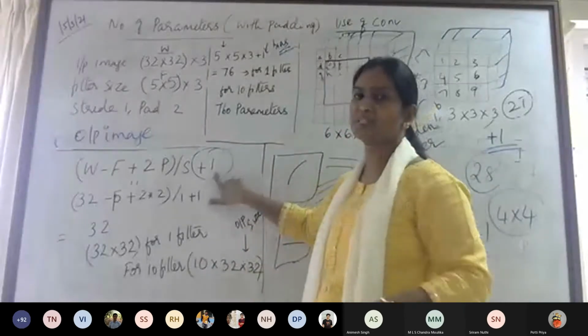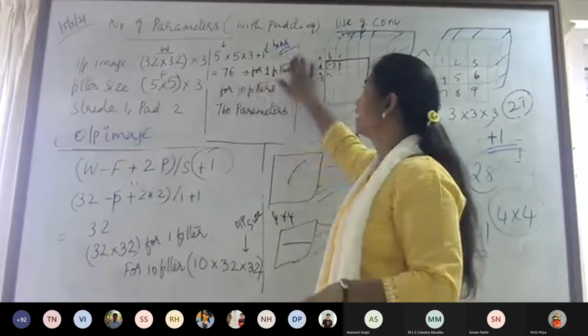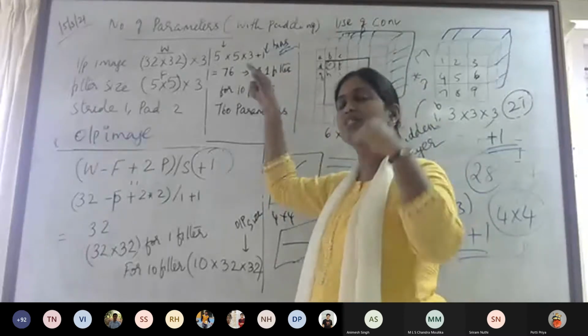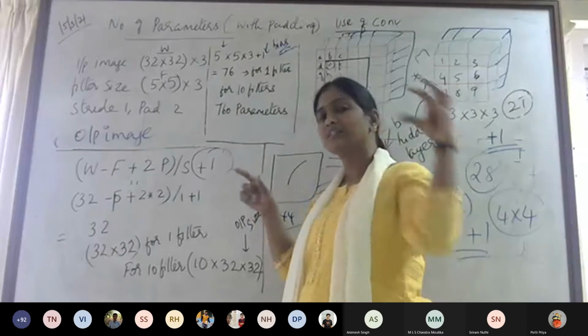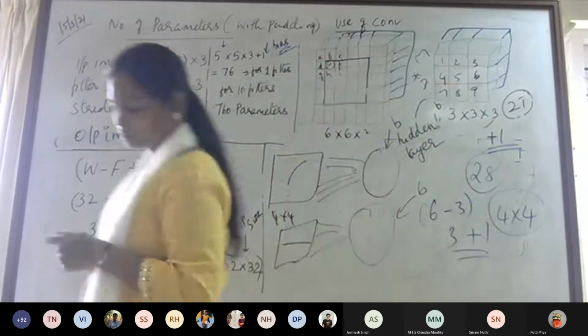While calculating the output image size, you are adding just 1 to the formula to get the square image. This 1 doesn't represent bias when you are calculating the output image size. While calculating the parameters, you will be adding the one bias, because that bias is also one of the parameters going to a neuron in the hidden layer. Okay, is it clear now?